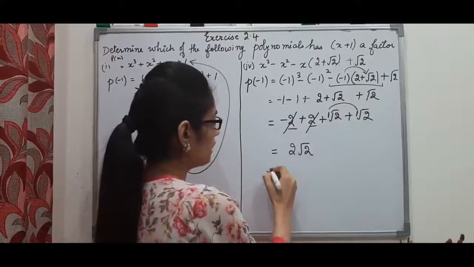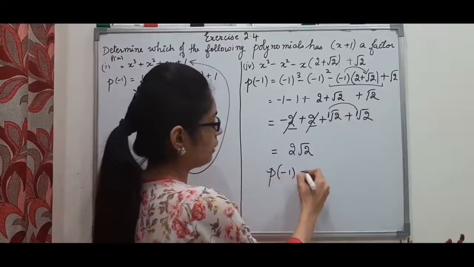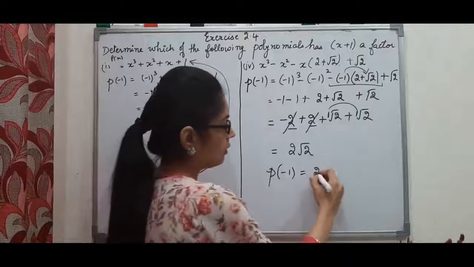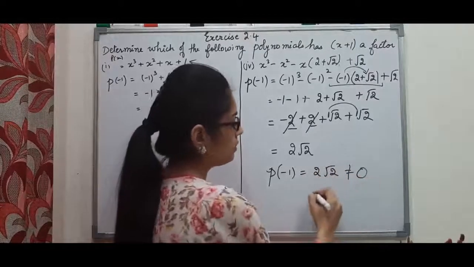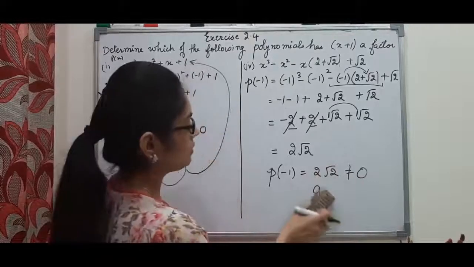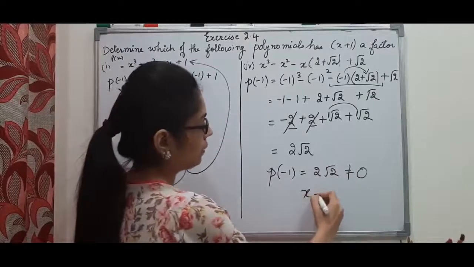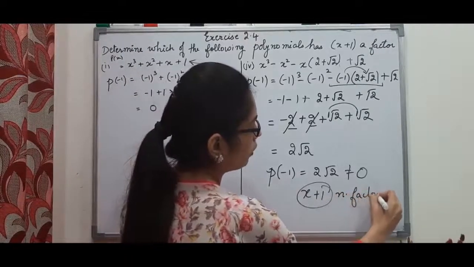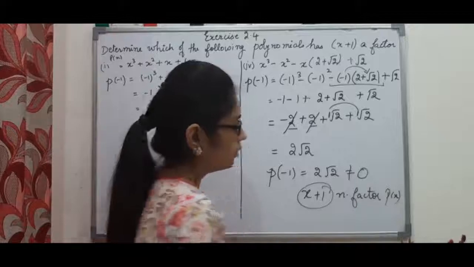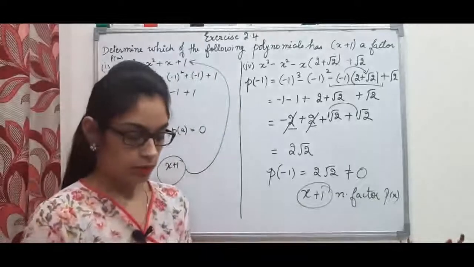So now you have seen, you have got p of minus 1 or p of a is equal to 2 root 2, which is not equal to 0, which means this g(x), this x plus 1, is not a factor of the given polynomial. So now let's do the next question.